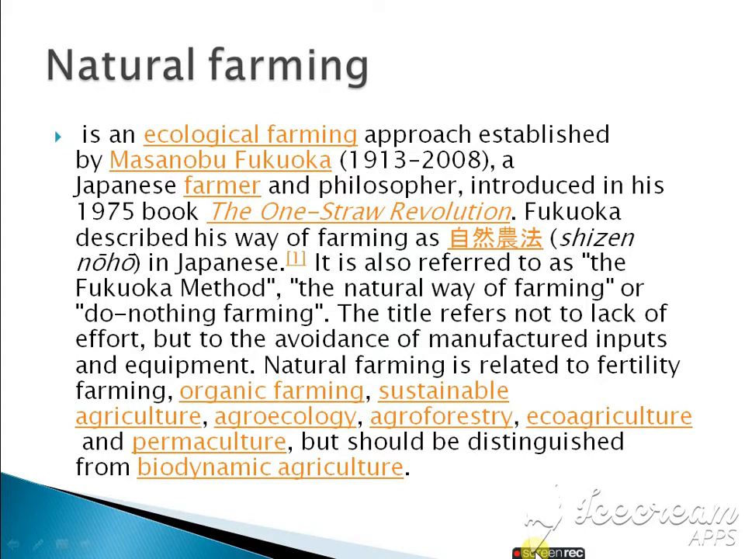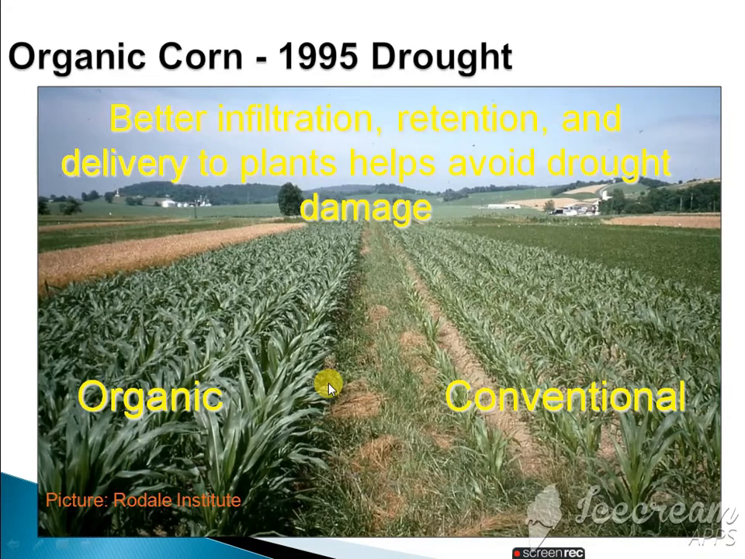Where did this practice evolve? Fukuoka, a Japanese farmer, started this from his One-Straw Revolution book in 1975, and it became popular worldwide, and now it is in practice in many countries. This picture shows the corn on drought land. This is the conventional, and this is the organic corn, where organic soil amendment has been done, and this study was conducted in the Rodale Institute.